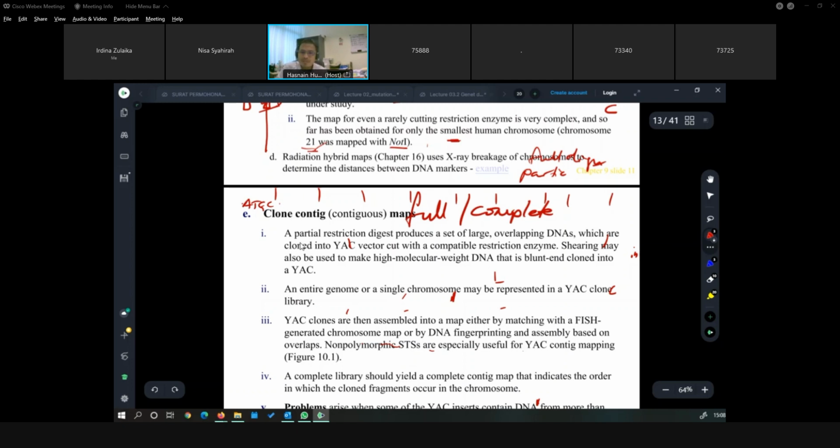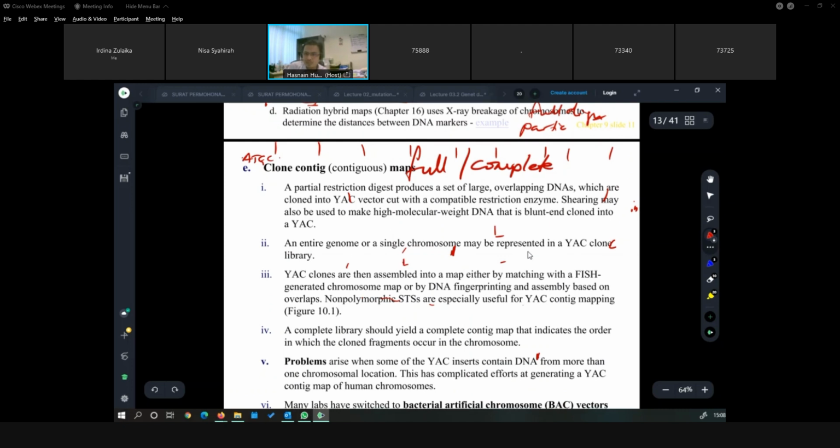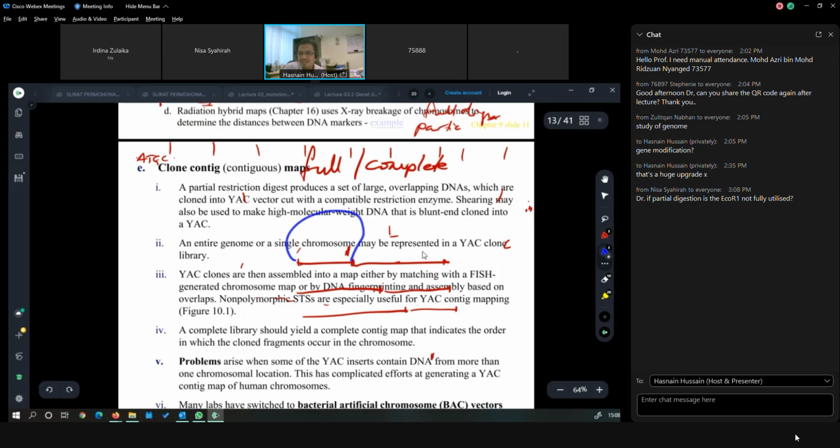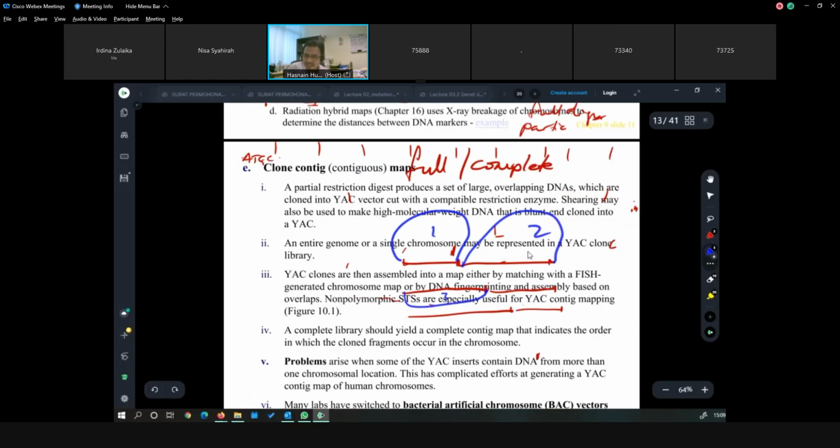So when you have a partial restriction digestion, it produces a set of large overlapping DNA fragments which are then cloned into a YAC vector. You remember the overlapping fragments that I drew just now. So I can clone this fragment into a vector called a YAC vector. This one will be one clone. This one from here until here, a clone. This one is another clone. This one another clone. This one another clone, for example.